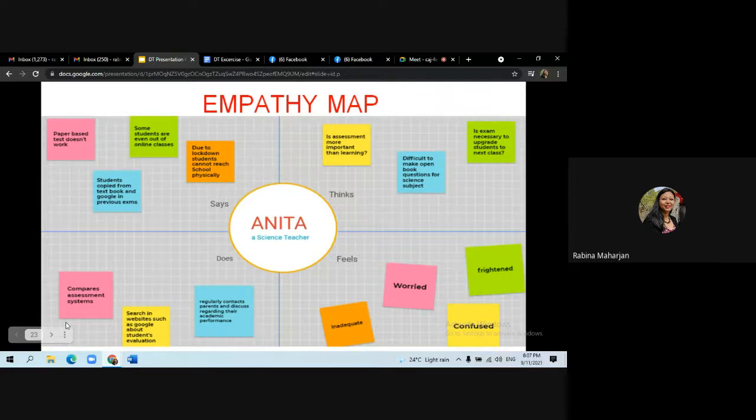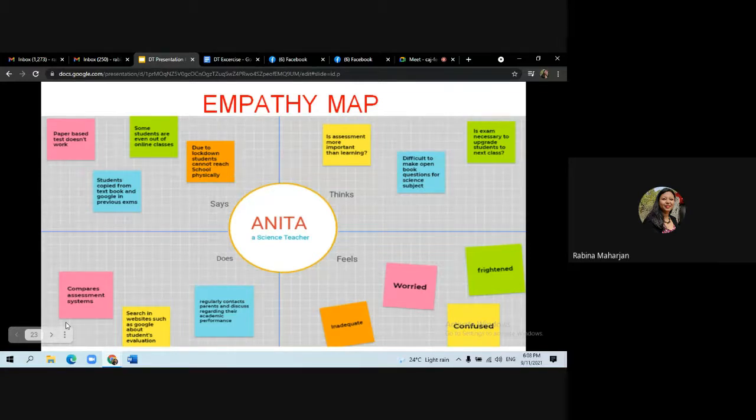And what she thinks about this situation, we captured her thoughts also. She thinks, is assessment more important than learning? She also thinks that it is difficult to make open book questions. Everybody is talking about open book tests in this pandemic situation, but it is really difficult to make open book questions, and our teachers and our friends are not so much used to it. So she also thinks, is an exam really necessary to upgrade students to the next class?